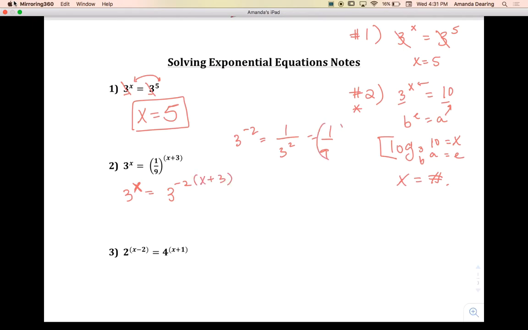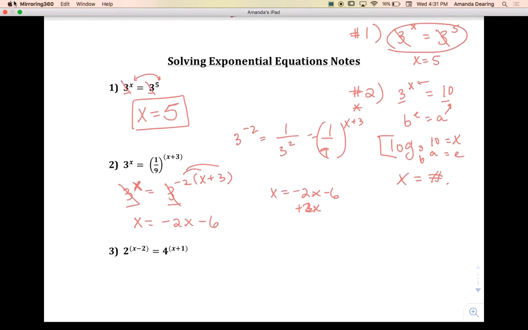So if 1/9 is really 3 to the negative second, and you already have this x plus 3 that your base is being raised to, you now have a power to a power. A power to a power, you multiply the powers. Since our bases are the same, this is option 1, where we get to drop the bases. So x equals negative 2x minus 6. Well, if x equals negative 2x minus 6, I would need to add 2x's.